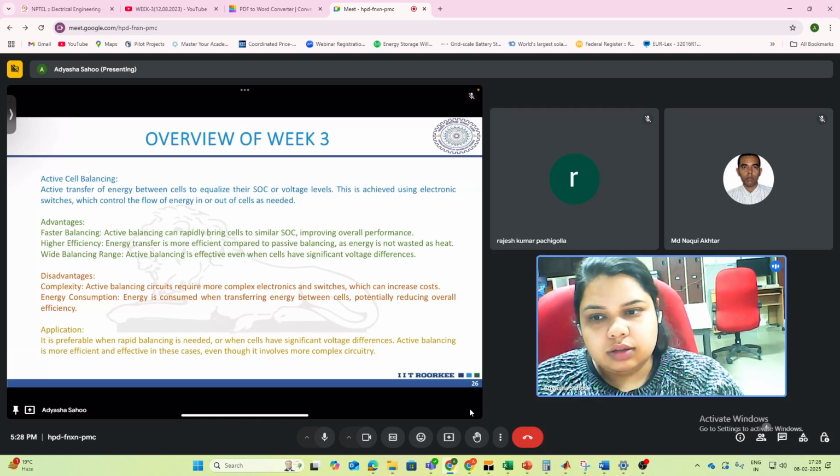That's why it has higher efficiency, because here the energy is not being dissipated in the form of heat, and it can also happen very quickly. It is a faster process and it can also handle the balancing when the SOCs of the batteries vary by a large difference. But the drawback here is that you need complex electronic circuits and switches, adding to the cost.